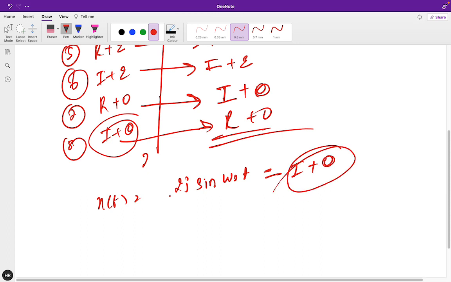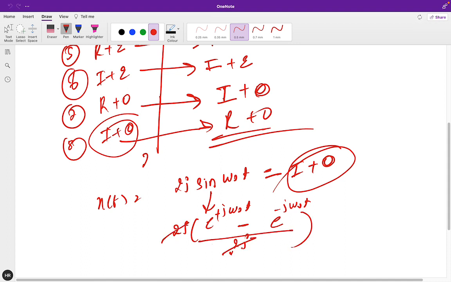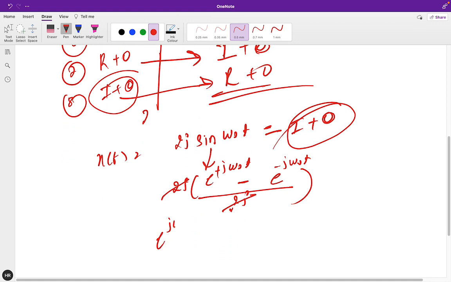If we want to find the value of c of n, we can put it in the formula for c of n, and you can also do it directly. 2j sine omega naught t will be e power j omega naught t minus e power minus j omega naught t, divided by 2j. The 2j will get cancelled. So you will get e power j omega naught t minus e power minus j omega naught t. So what is the c of 1 value? C of 1 is 1, c of minus 1 is minus 1, and c of 0 is 0.